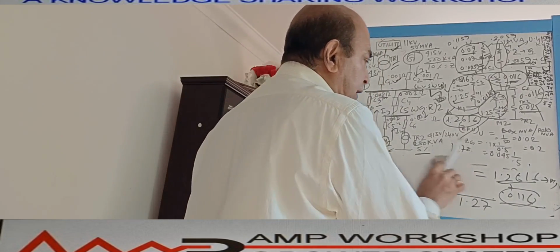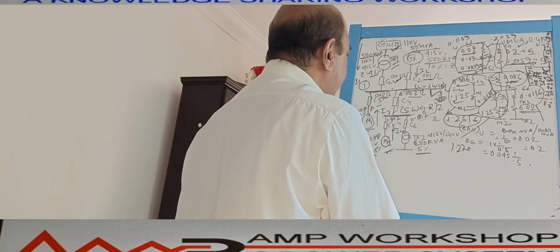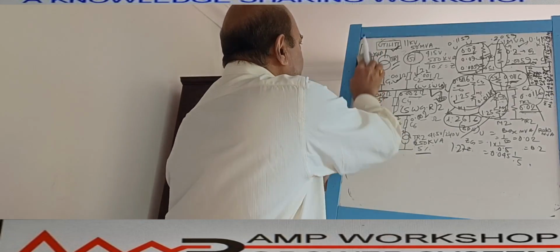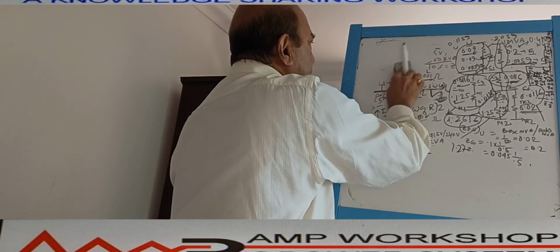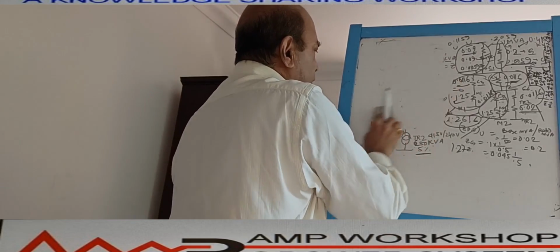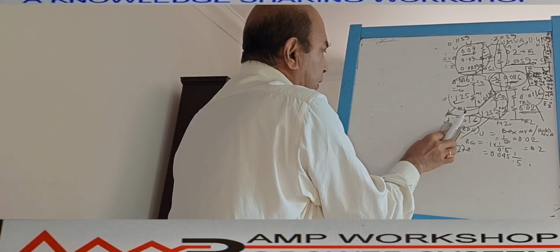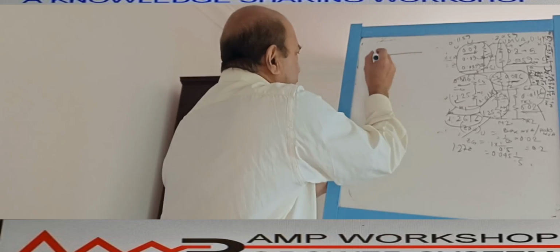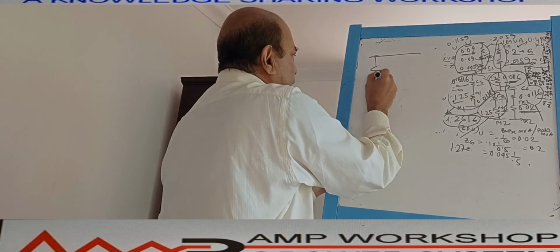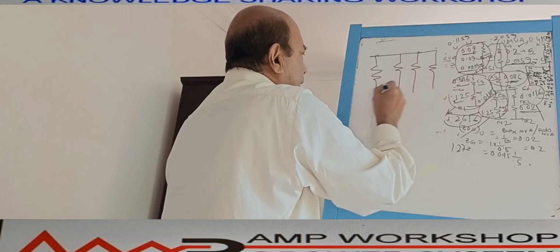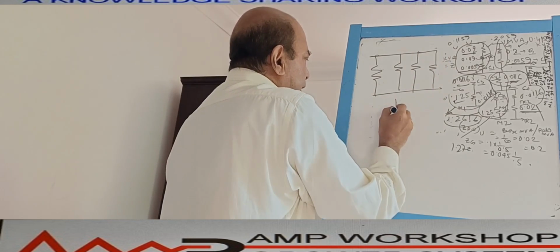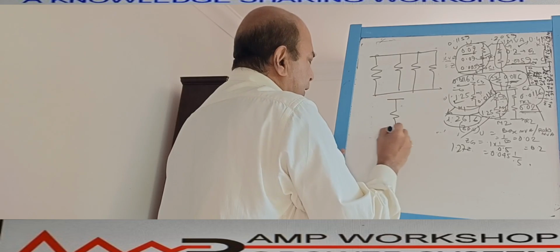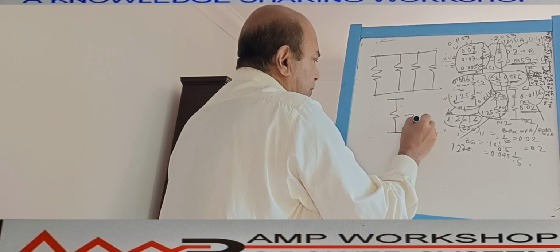Now these four impedances are connected in parallel, right? So we can delete this part, and that will be clearer. These are the four parallel paths: this is one parallel path, this is one, this is one, and this is one. The equivalent of these is Z net per unit.